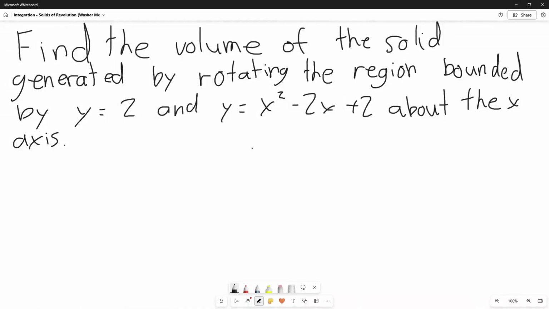Now, let's get into some practice problems. If you think you know how to do this one, pause the video and try it. This one says find the volume of the solid generated by rotating the region bounded by y equals 2 and y equals x squared minus 2x plus 2 about the x-axis.